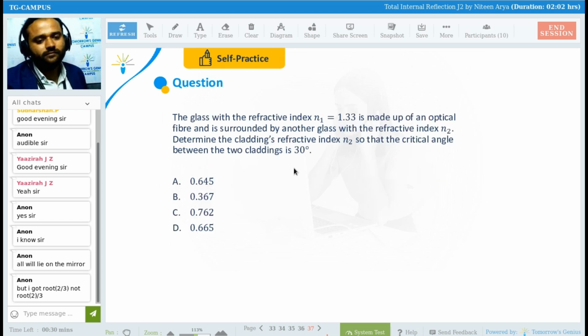This one is the same thing. n1 is given, the optical fiber core is surrounded by glass of refractive index n2 which you need to find, and the critical angle is given. Do that.